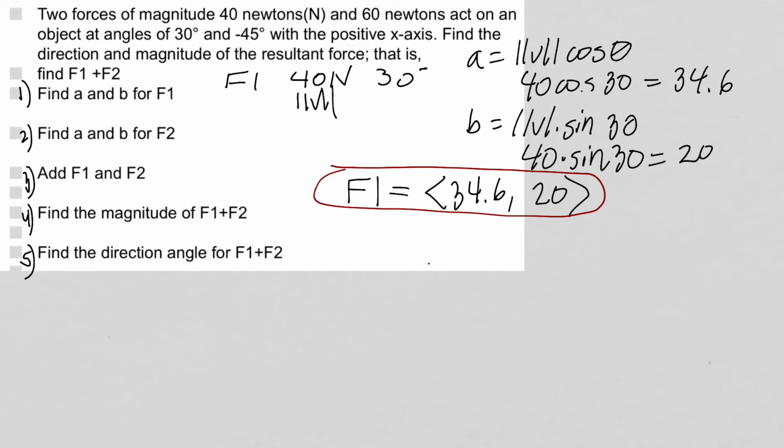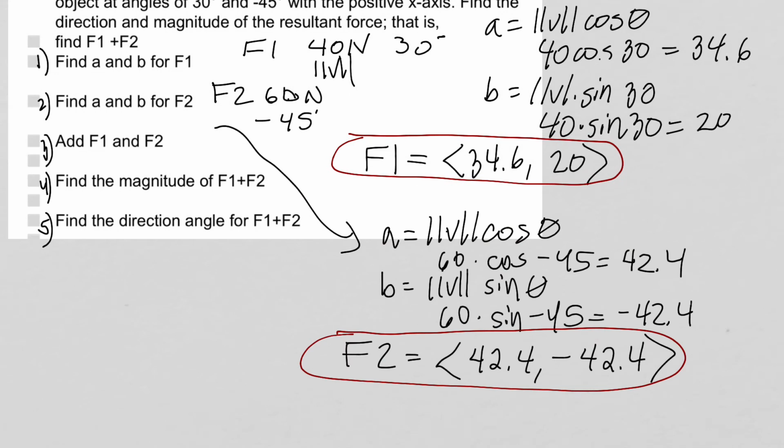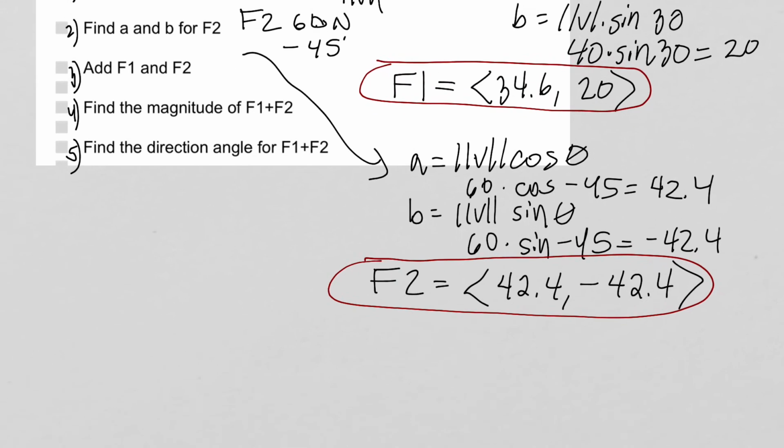Force 2 is the 60 newtons. That's my magnitude. And my angle for that one is negative 45 degrees. I'm going to be doing the same concept again, finding A and B for force 2. So when I plug in 60 times cosine negative 45 and 60 times sine negative 45, I get my force 2 component to be 42.4 comma negative 42.4. Number 3 says I have to add F1 and F2 together.